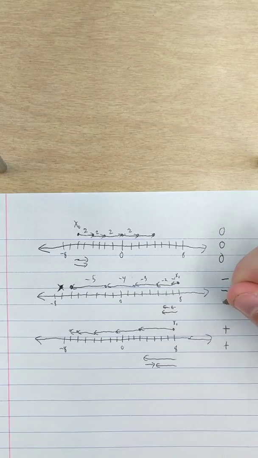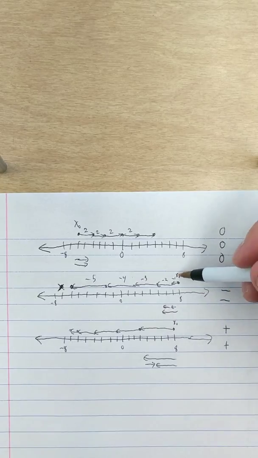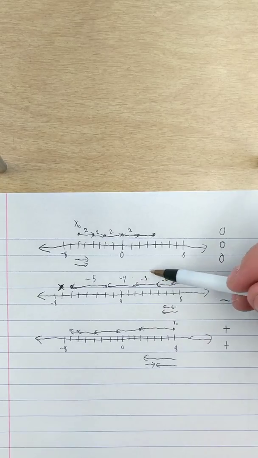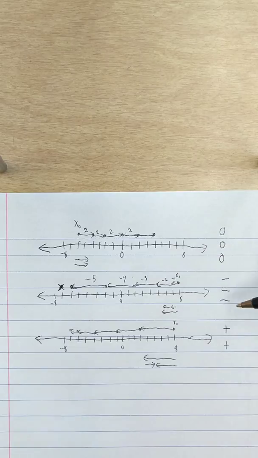So again, since it's a negative number that we're adding, acceleration is how much the velocity changes by. Each of these change by -1. So again, we have a negative acceleration.